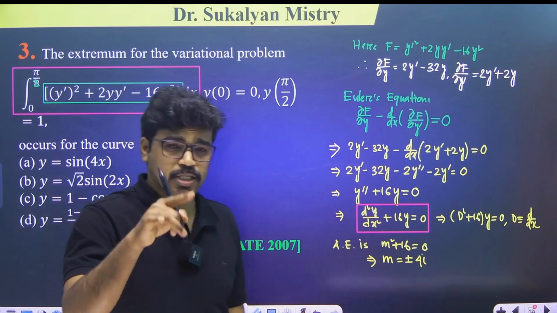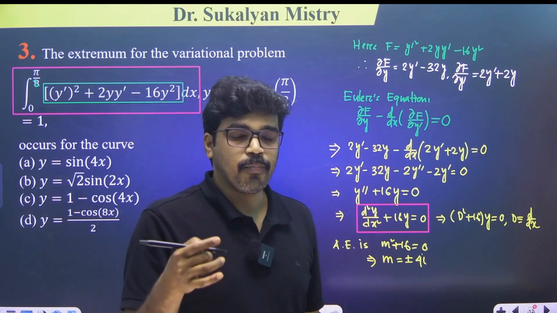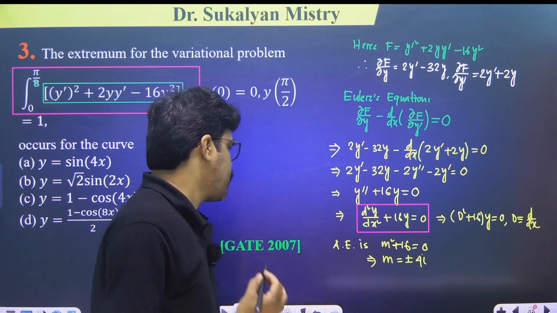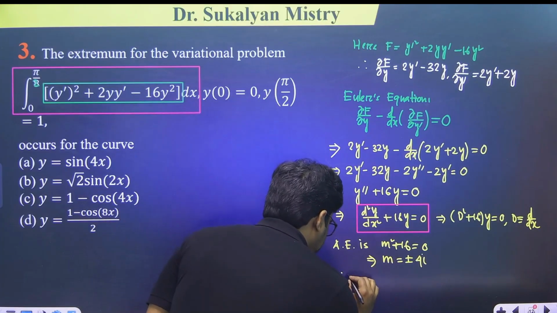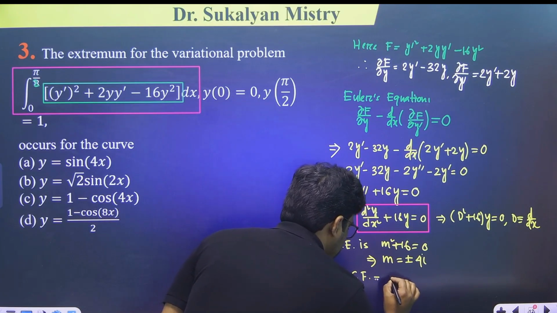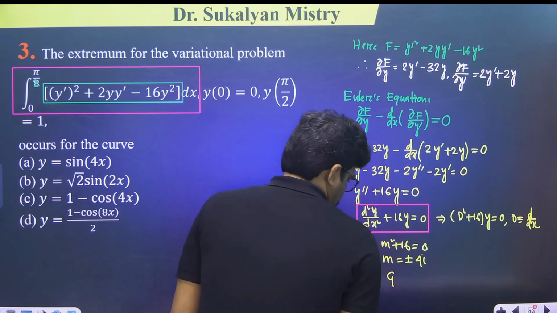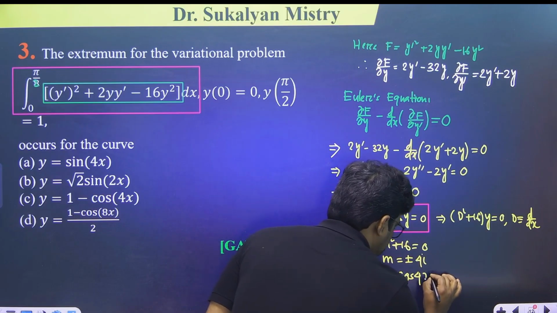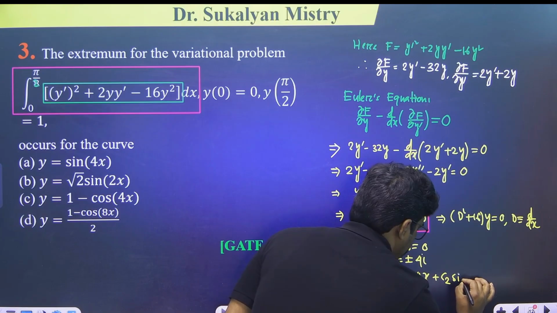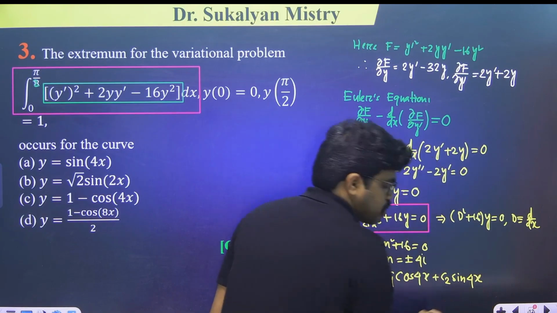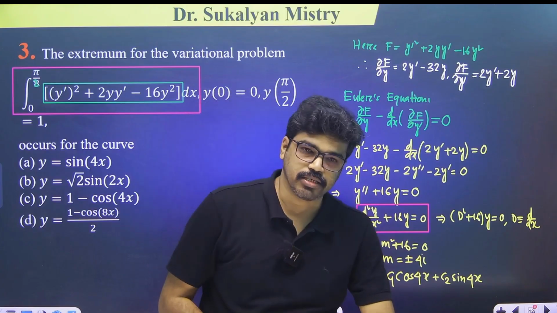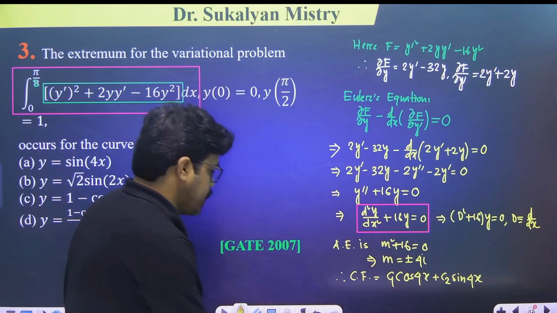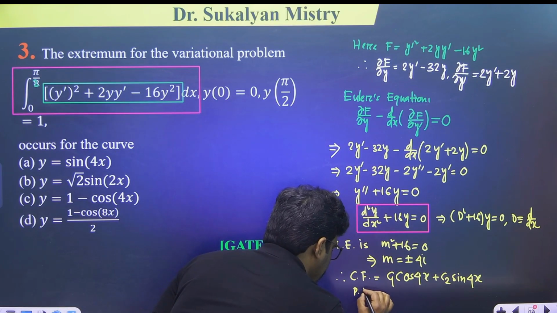So α plus minus iβ. So what is the complementary function? That is CF will be e to the power αx, (C1 cos βx plus C2 sin βx). So therefore CF, that is the complementary function, is C1 e to the power 0x, cos 4x plus C2 sin 4x. So this is the complementary function. Okay, right hand side is 0, that means the particular integral, PI, is 0.